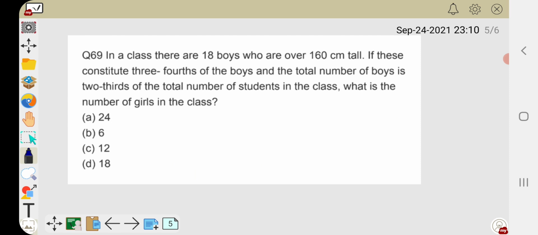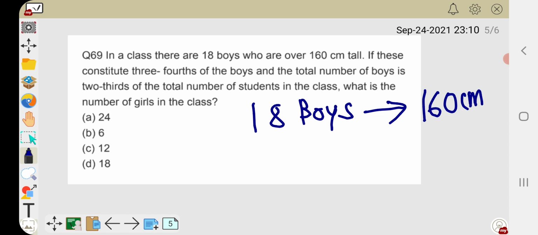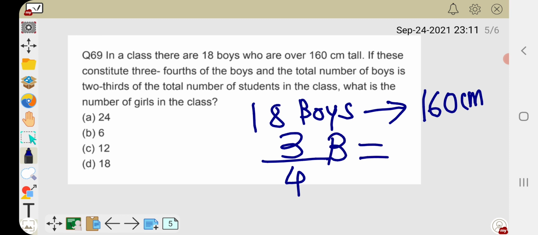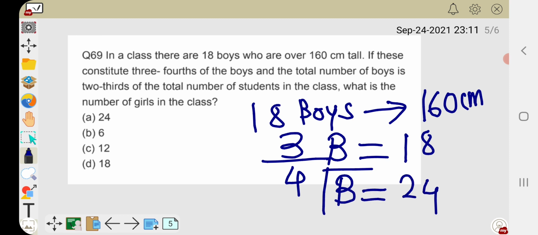Next question is, in a class there are 18 boys who are over 160 centimeter tall. If these constitute 3/4 of the boys, means the boys who are over 160 centimeter tall constitute 3/4 of all the boys in the class. So if I let the number of boys in the class be b, then 3/4 b is equal to 18. So the number of boys will be 24.